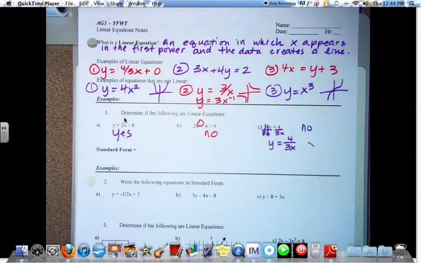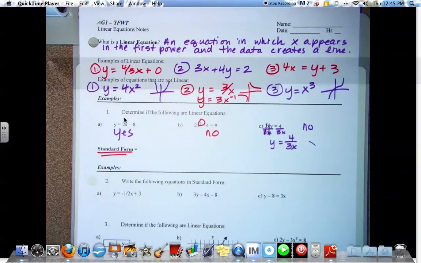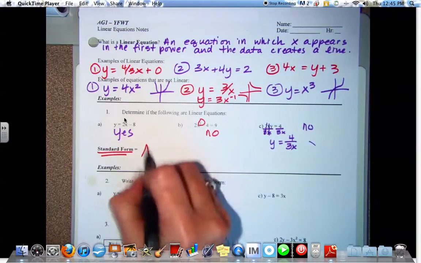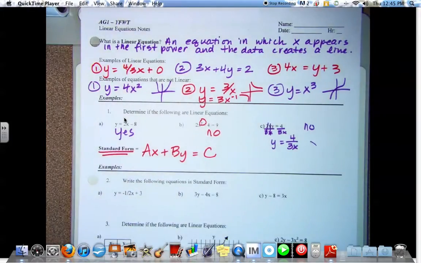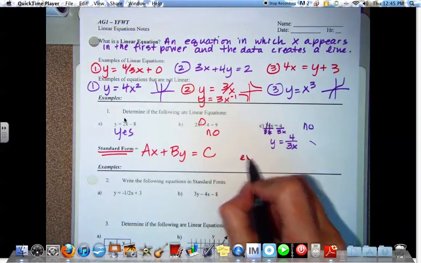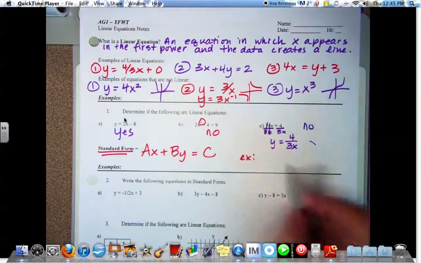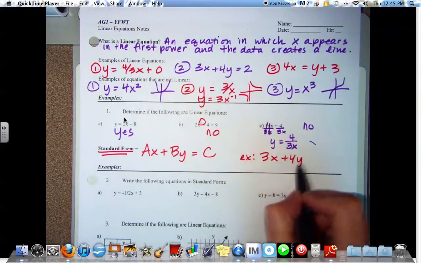The other thing that we're looking at is another form to put our equation into. The first form that we looked at was called what? Slope-intercept. Second one was point-slope. Today we're looking at what's called standard form. Standard form looks like this: Ax plus By equals C. With numbers in it, it looks like example number 2 up here: 3x plus 4y equals 2.